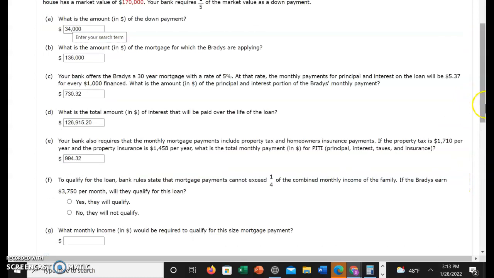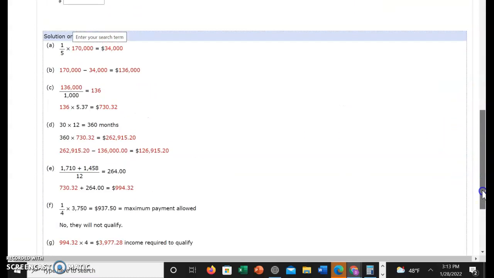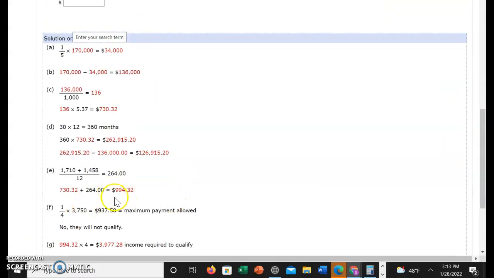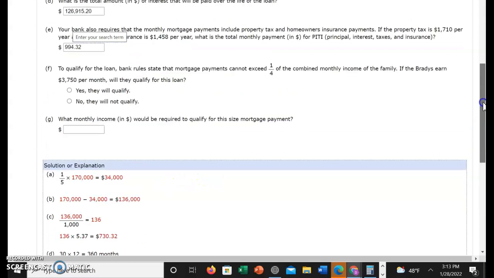Okay, and I'll move it down here for a second. So there's where we added it, divided by 12. And then we took our principal and interest plus our property taxes and property insurance to get the total amount of payment each month.